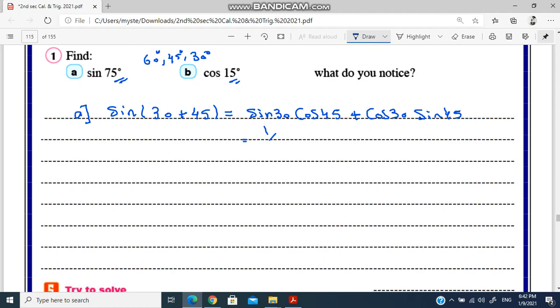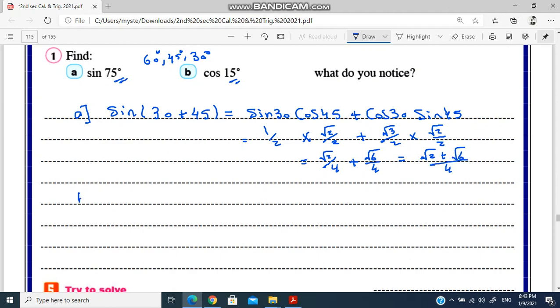Sine 30 is 1 over 2 times cosine 45, root 2 over 2, plus cosine 30, root 3 over 2, times sine 45, root 2 over 2. So the value here will be root 2 over 4 plus root 6 over 4, which equals root 2 plus root 6 all over 4.